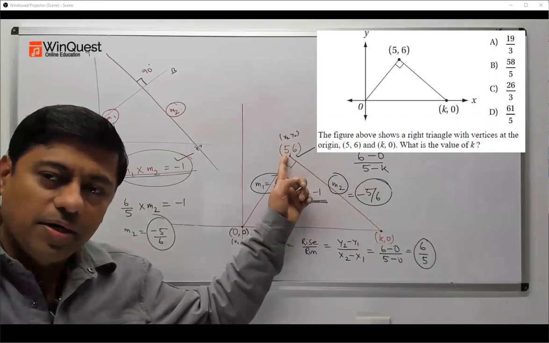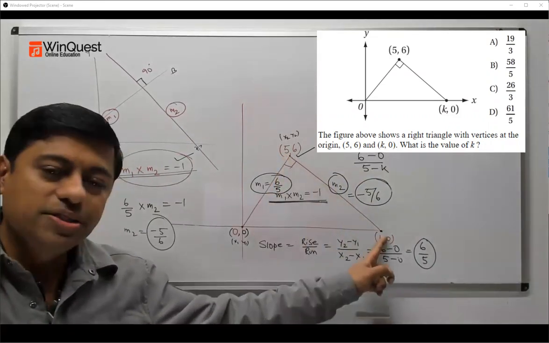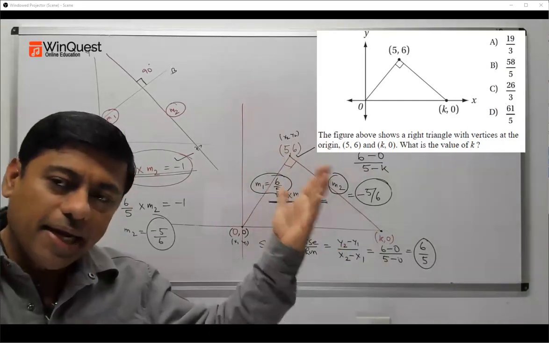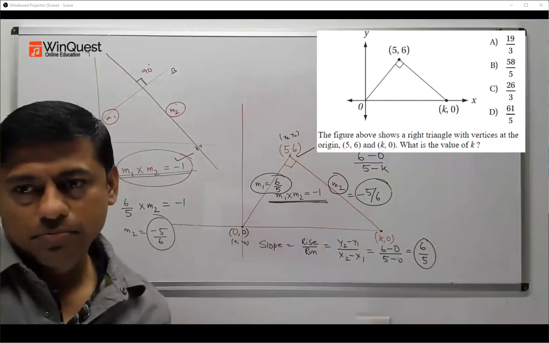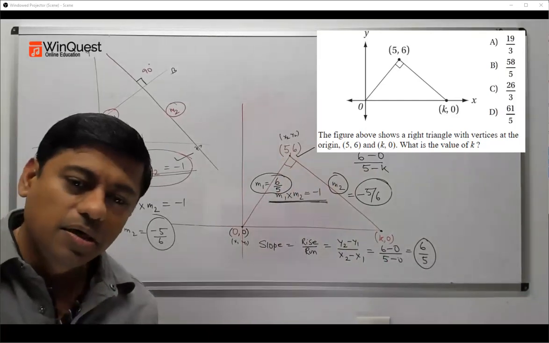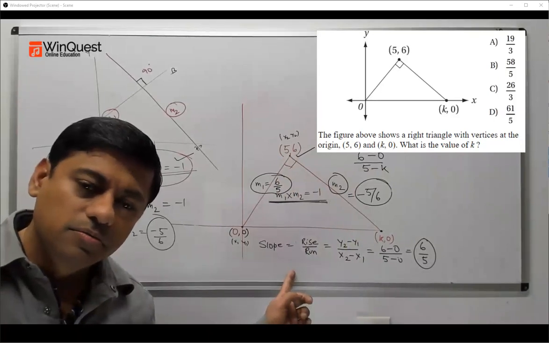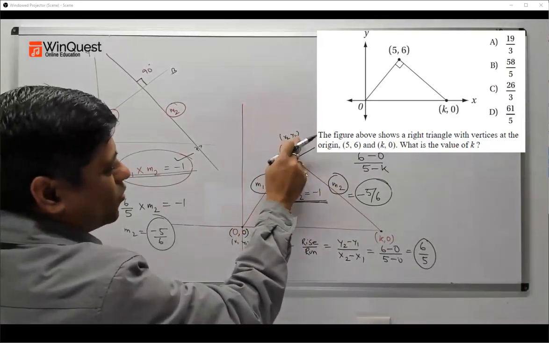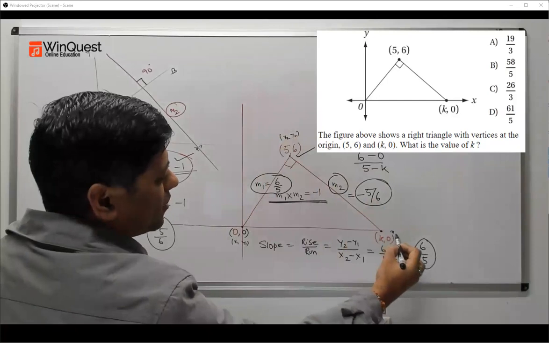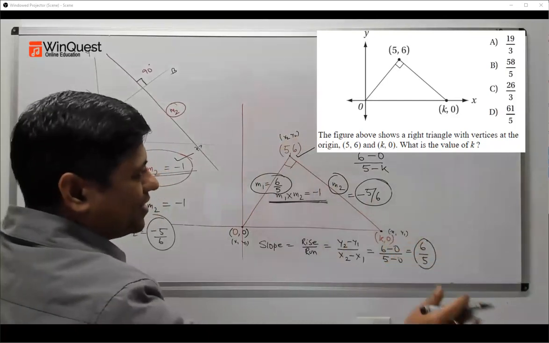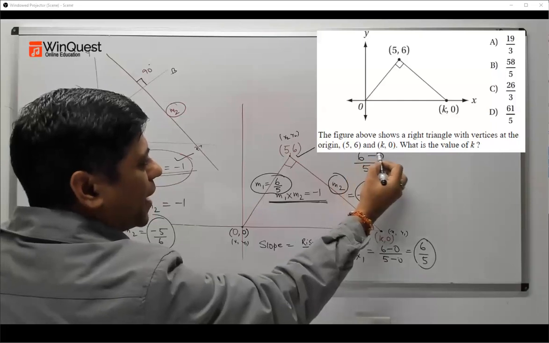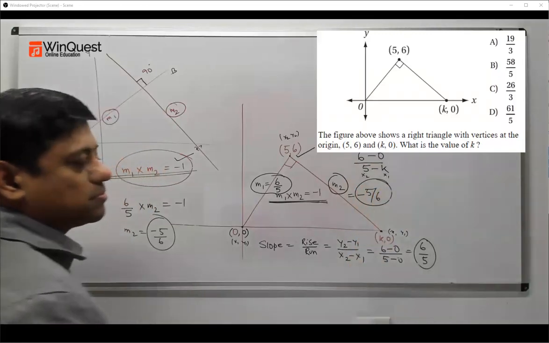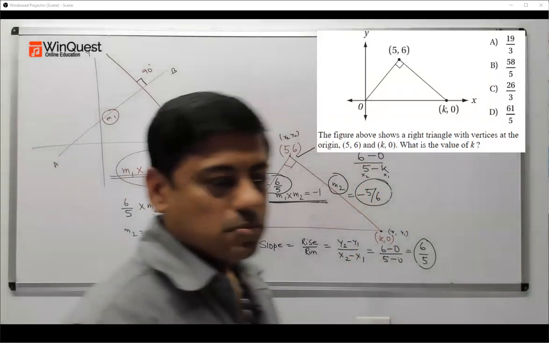5, 6 is the first coordinate point. K0 is the second coordinate point. Using these two coordinate points, can I get the slope of the straight line? Yes. How do I get it? Rise over run. If you consider this as x2, y2 and this as x1, y1, consider y2 minus y1 over x2 minus x1.